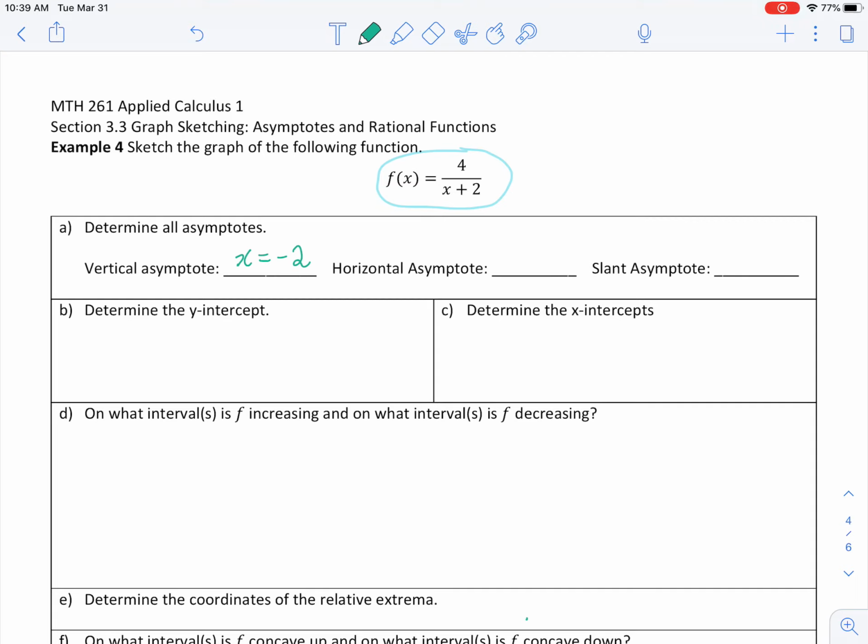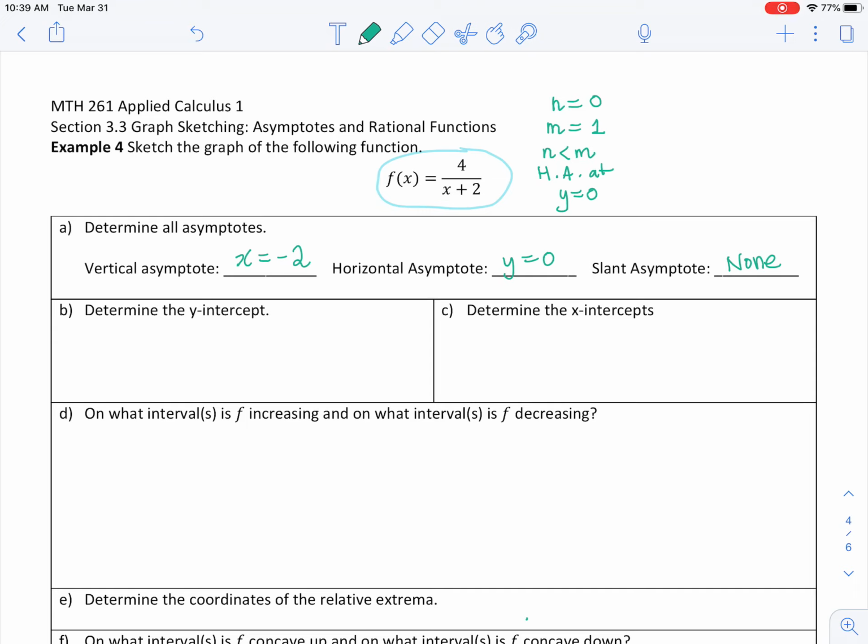Horizontal asymptote, because the degree of the denominator is greater than the degree of the numerator, if that's the case, then we have a horizontal asymptote at y equals 0. And slant asymptote, well, we're not going to have one because in order for you to have a slant asymptote, remember, the numerator's degree has to be exactly 1 greater than the degree of the denominator. So this will be none.